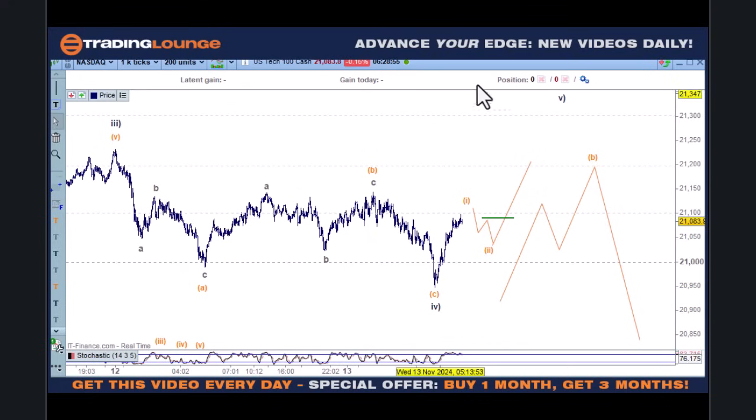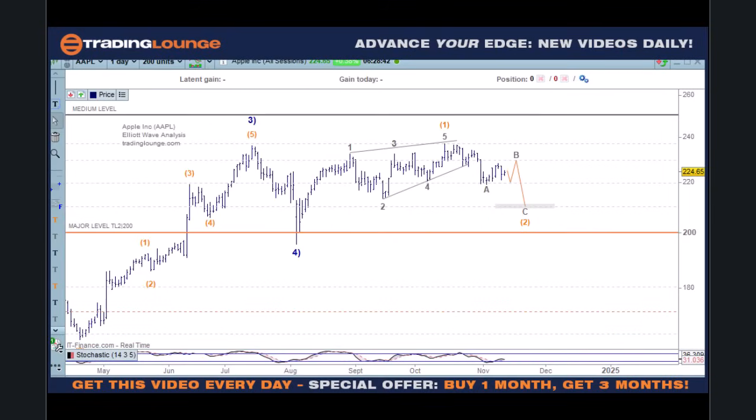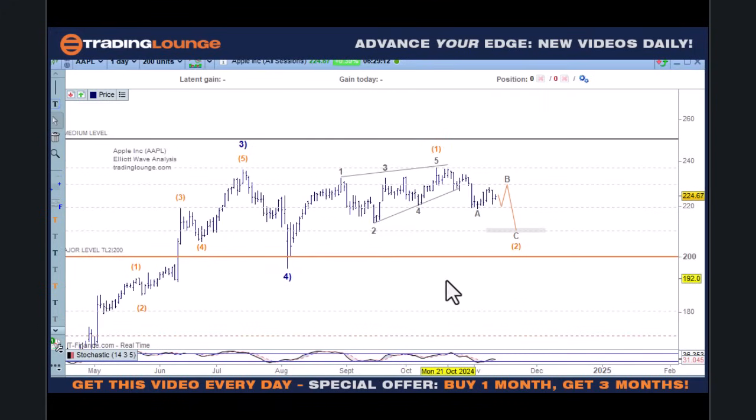Okay, so anyway, enough waffling. So that's that, and we come over to Apple now. As I've always said with Apple here, it's a bit of a mess, really. So I don't know if this is the right count for it. So anyway, we're not trading it.